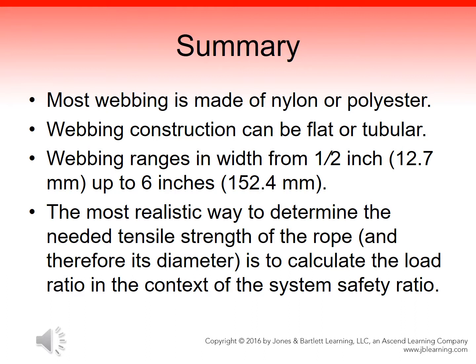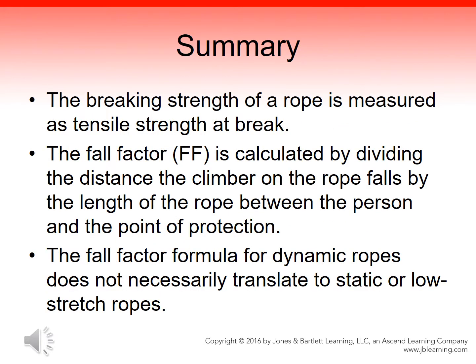The most realistic way to determine the needed tensile strength of the rope, and therefore its diameter, is to calculate the load ratio in the context of the system safety ratio. The breaking strength of a rope is measured as tensile strength at break. The fall factor is calculated by dividing the distance the climber on the rope falls by the length of the rope between the person and the point of protection. The fall factor formula for dynamic ropes does not necessarily translate to static or low stretch ropes.